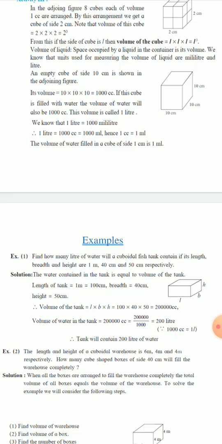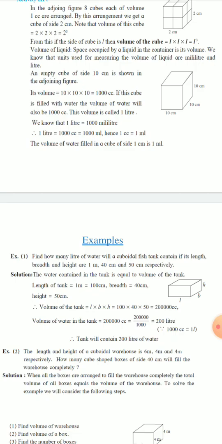What they will ask you is to find out how many liters of water are in a container, whose shape is cuboidal, which is actually a fish tank. So you have to find out the volume of water. How many liters of water means simply the volume of water. And what data do you have? The container specifications are given. The length of the container is 1 meter, the breadth is 40 centimeter and the height is 50 centimeter.